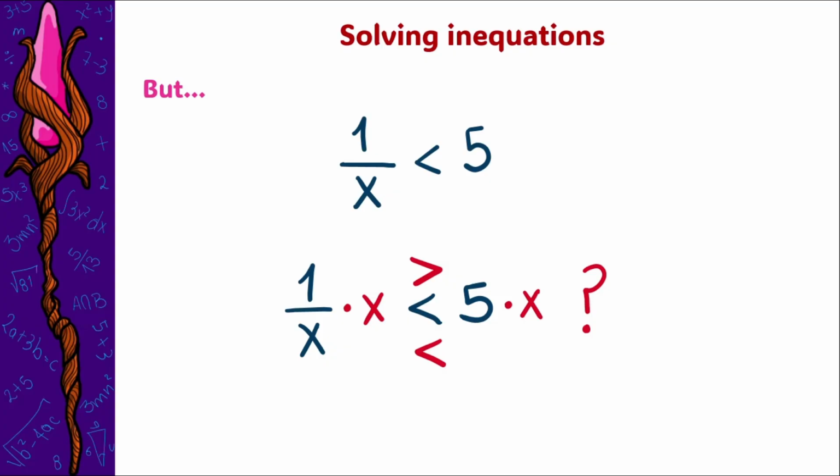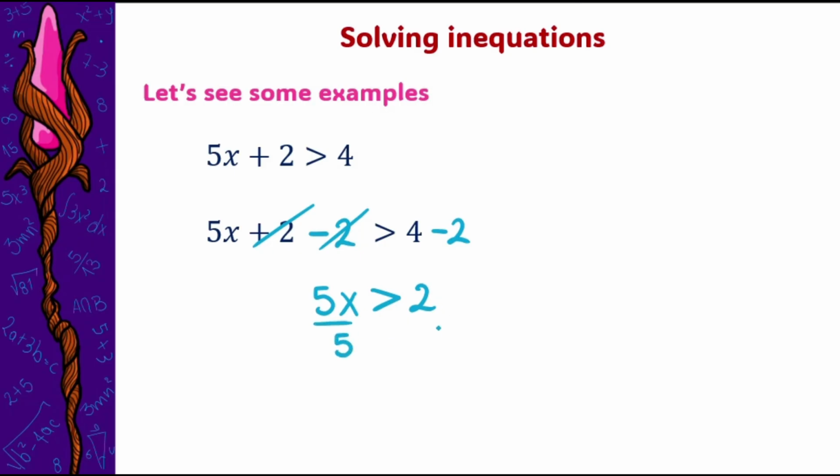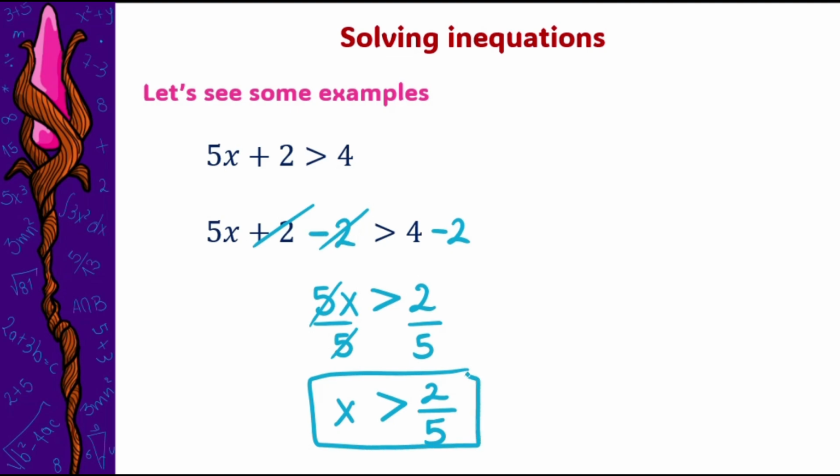So what should we do? Well, we go back to this one later. Let's start solving some that are a little bit easier. So for example, this one, 5x plus 2 is greater than 4. As in an equation, we want to leave the x alone. So I'm going to start canceling this plus 2 by subtracting 2 both sides. We would be left with 5x is bigger than 2. And then we divide by 5. That's a positive number, so we have no problem dividing by 5. x should be bigger than 2 over 5. This is the solution of the inequation.